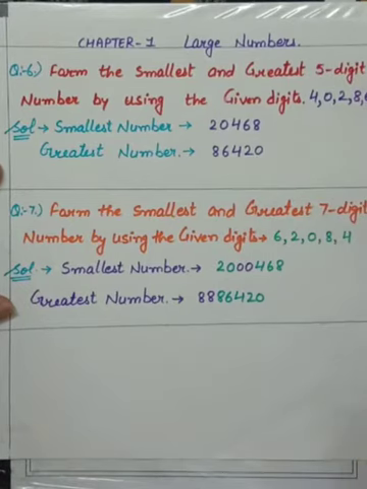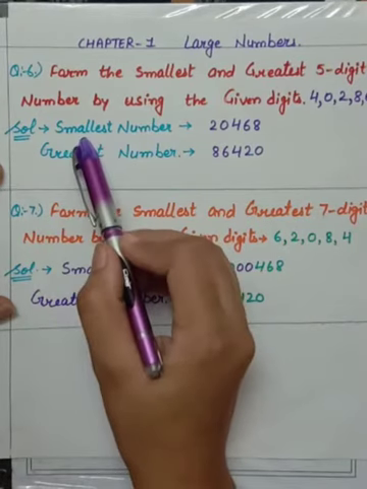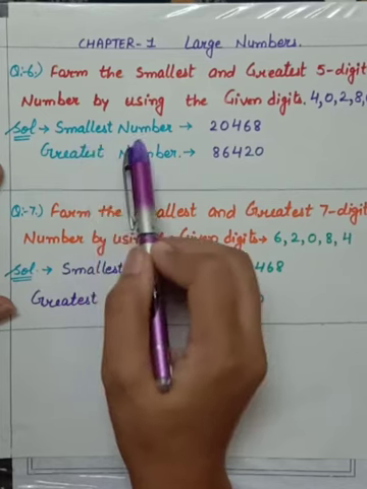So now it is very easy to write the smallest and greatest 5-digit number. Let me see the solution. First of all we need to write here the smallest number.